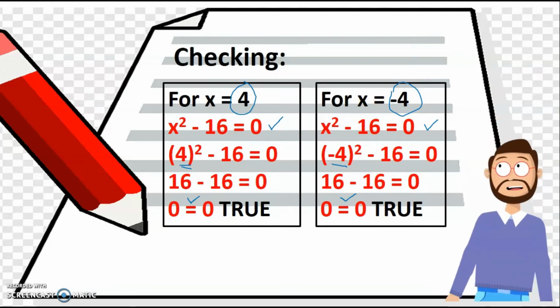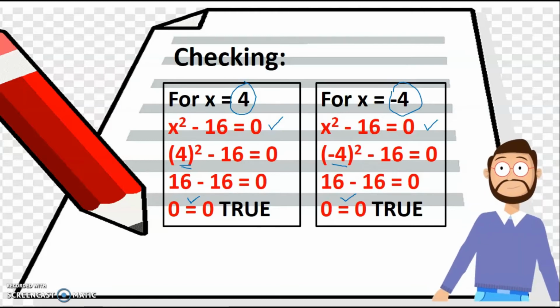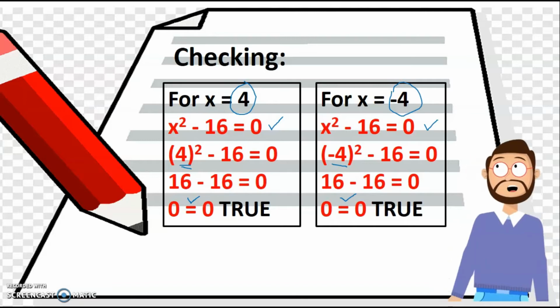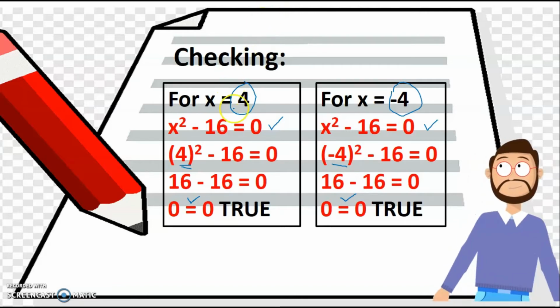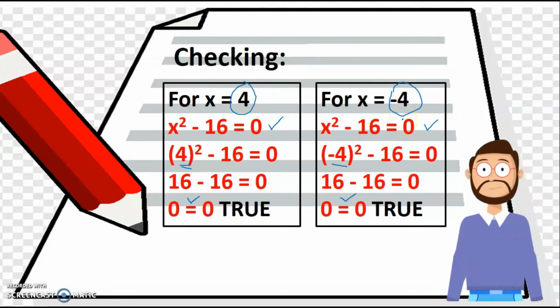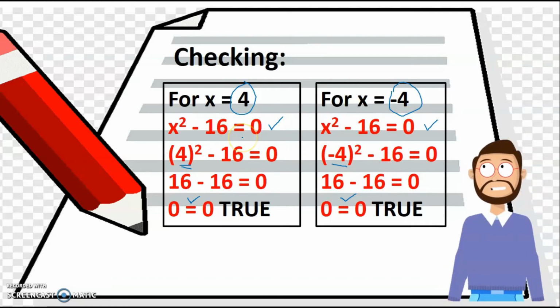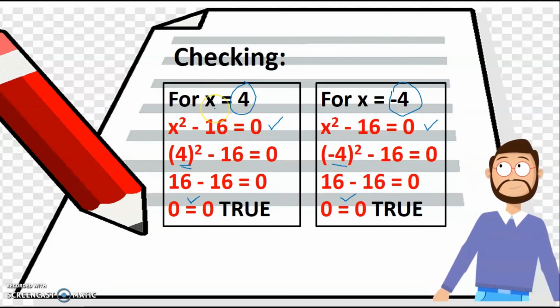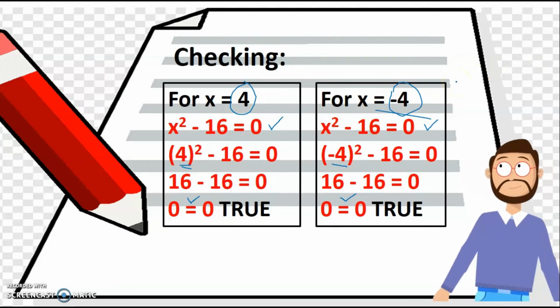Since both values of x satisfy the given equation, the equation x squared minus 16 equals 0 is true when x equals 4 or when x equals negative 4. Therefore, the equation x squared minus 16 equals 0 has two solutions, and they are x equals 4 or x equals negative 4. Are we clear?